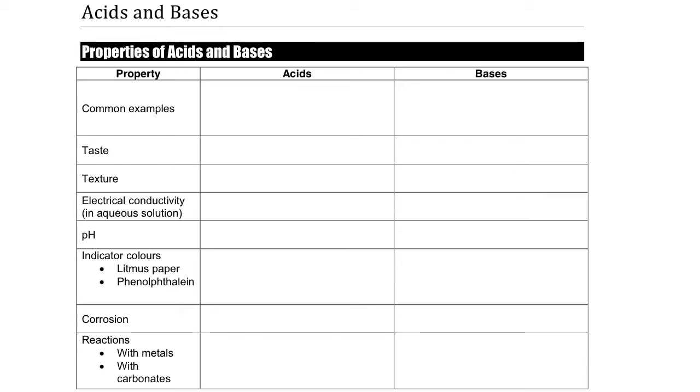We're going to talk about acids and bases, and to start off, let's look at some different properties of acids and bases. So let's list some common examples. What would be the taste, the texture, the conductivity, the pH, and we'll talk about indicators, corrosion, and reactions with metals and carbonates. So some examples of acids, which I'm sure you're familiar with: lemon juice, battery acid, and vinegar.